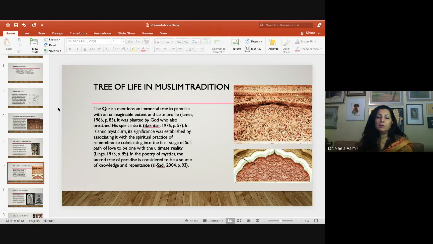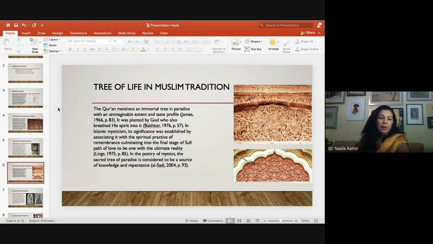the significance was established by associating it with the spiritual practice of remembrance, culminating into the final stage of Sufi path of love to be one with the ultimate reality. In the poetry of mystics, the sacred tree of paradise is considered to be a source of knowledge and repentance. The tree of life symbol can be observed in the wood carvings of Beera and Cheniot, as you can see in the slide.